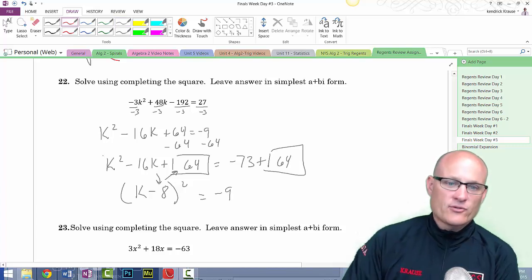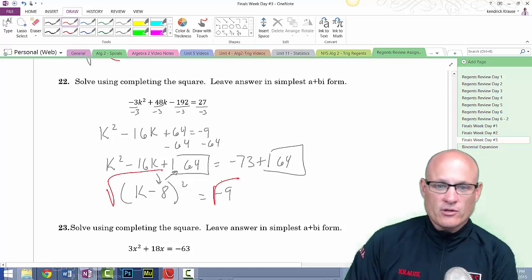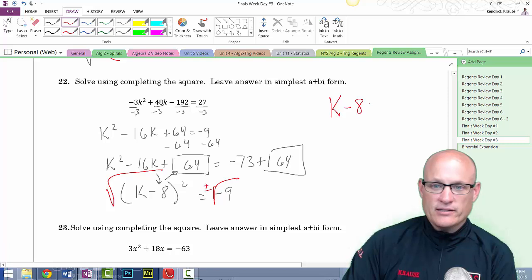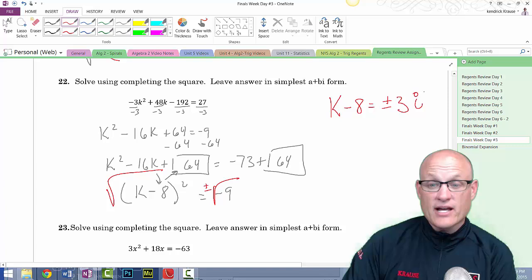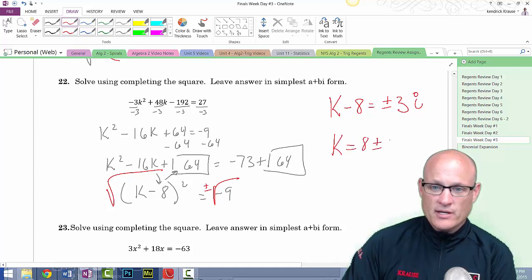So now I take the square root of both sides. When I take the square root, you put a plus or minus. So I get k minus 8 equals plus or minus 3i. The square root of negative 9 is 3i. And my final answer is k equals 8 plus or minus 3i.